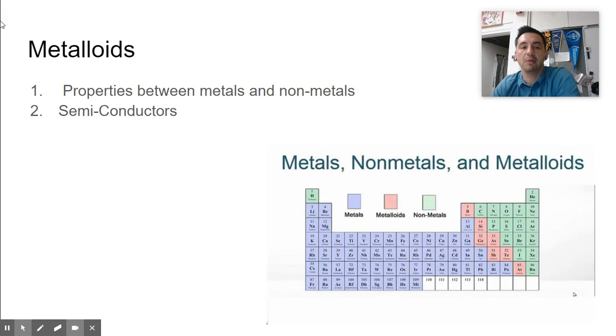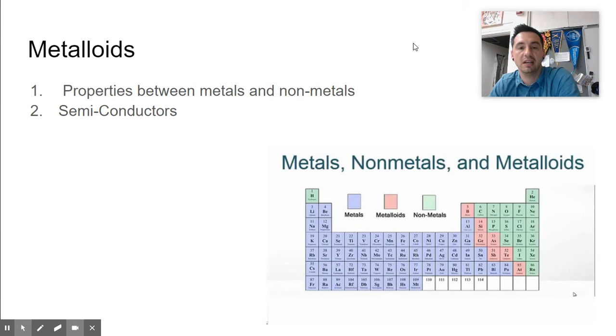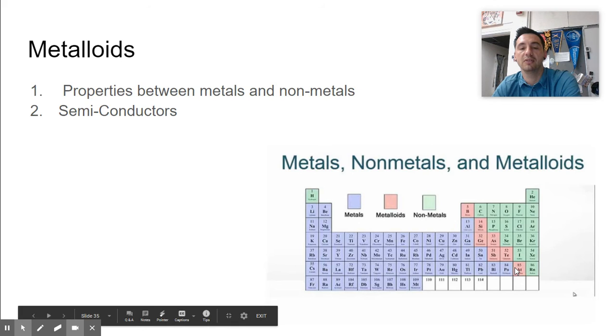The metalloids are somewhere in between. They have properties that are somewhere in between metals and non-metals. They're semiconductors, like silicon. Silicon is what we use in computers. Semiconductors, if you ever heard that before. Germanium as well is a good semiconductor. Some computers use that as well. There's also boron, arsenic, antimony, tellurium, and astatine as well. Those are metalloids.